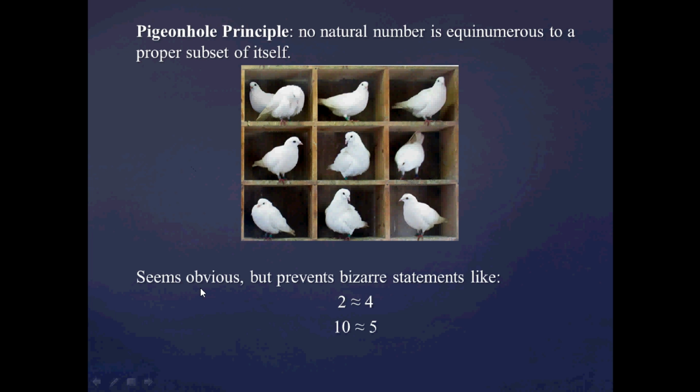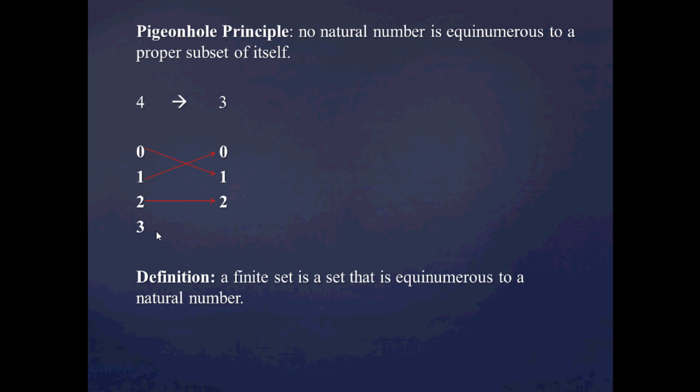This whole principle probably seems obvious, but it prevents bizarre statements like 2 is equinumerous to 4 or 10 is equinumerous to 5. So I'll leave the proof of the pigeonhole principle just as an exercise. And just to illustrate that in terms of the arrows, let's say I wanted to map 4 to 3. Remember, 3 is a proper subset of 4. So remember, to show that these two are equinumerous, I'm going to have to establish a bijection, that is an injective and a surjective function between the two. So let's try to construct such a mapping.